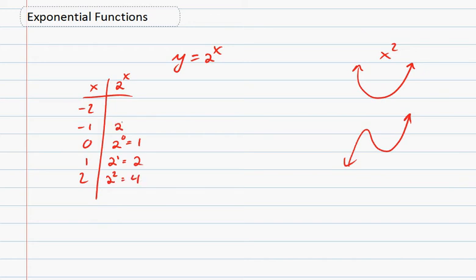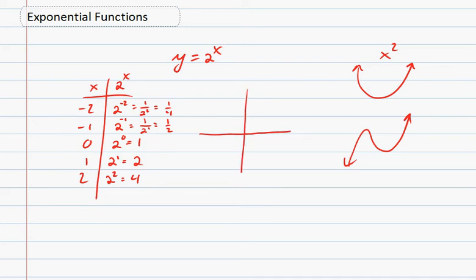And then if we put negative 1 in here, we have to remember that that negative 1 power is actually 1 over 2 to the 1. It takes this and moves it to the bottom of the fraction, which is really just 1/2. And so 2 to the negative 2 is 1 over 2 to the second, which is 1 over 4.